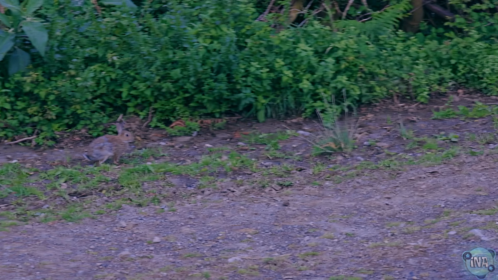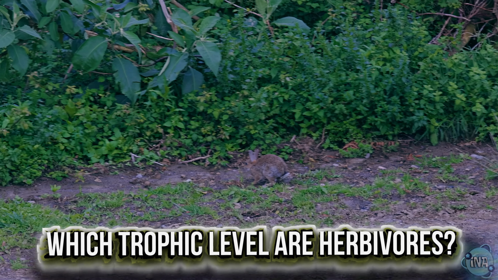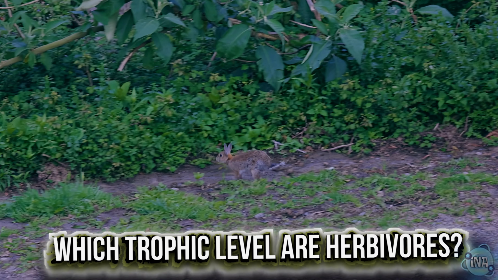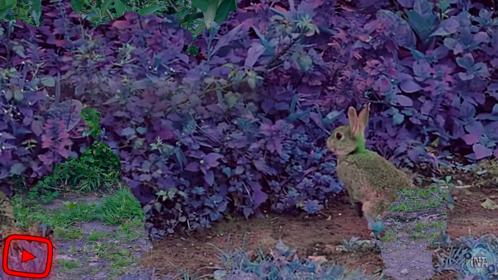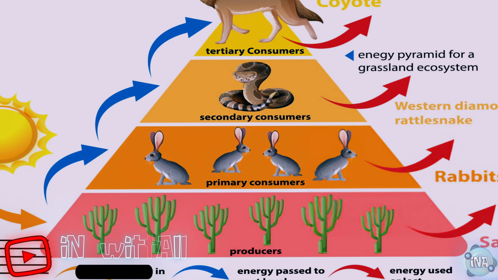Okay, quick question: if plants are producers, which trophic level do herbivores belong to? Think for a second before we continue. The answer is primary consumer. They're the first consumers in the chain.